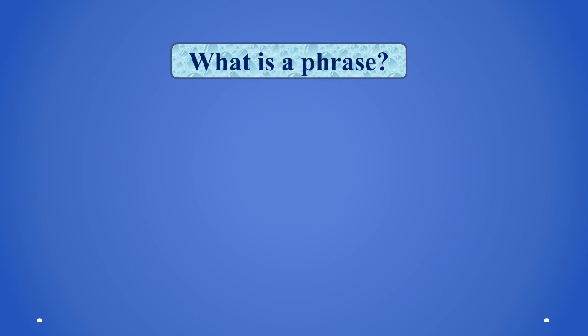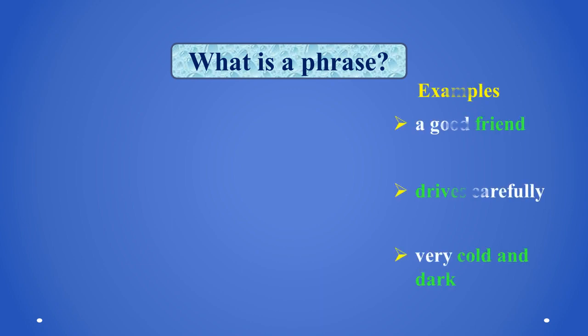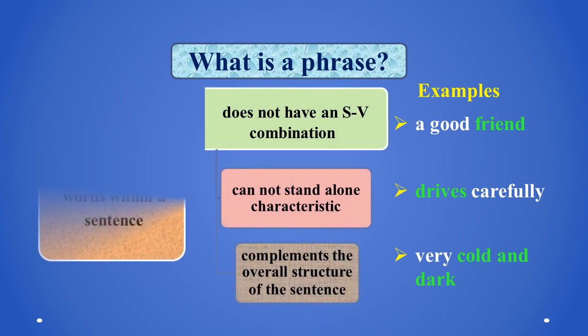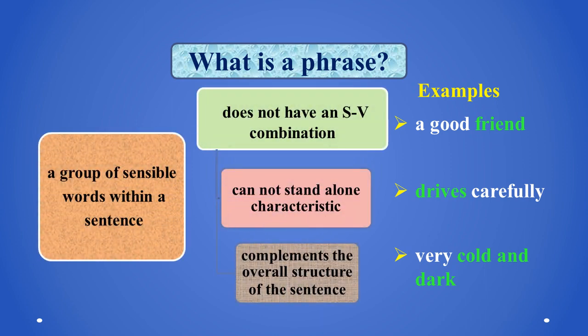Before learning about a noun phrase, let's study distinctive features of a phrase. Look at the given examples. A good friend, drives carefully, very cold and dark. These all are phrases. We will study certain characteristics or features of a phrase through these examples one by one.